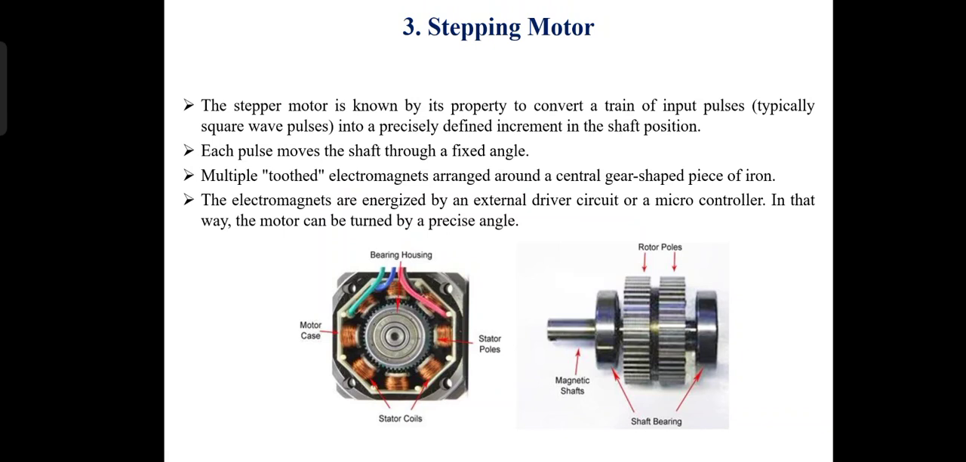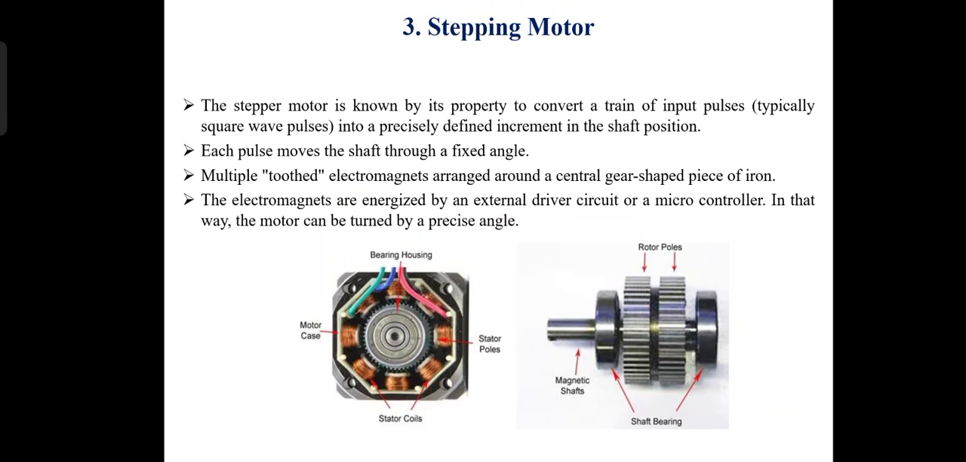The stepper motor is known by its property to convert a train of input pulses into a defined increment of the shaft position. Each pulse moves the shaft through a fixed angle. Multiple tooth electromagnets are arranged around a central gear-shaped piece of iron, as you can see. The electromagnets are energized by an external drive circuit or microcontroller. In that way, the motor can be turned by a precise angle.